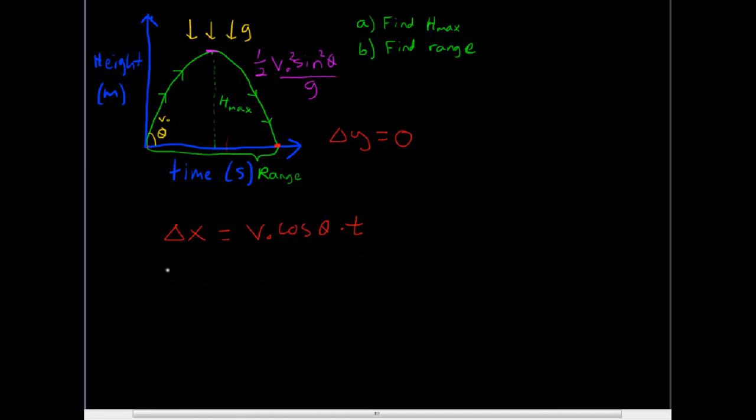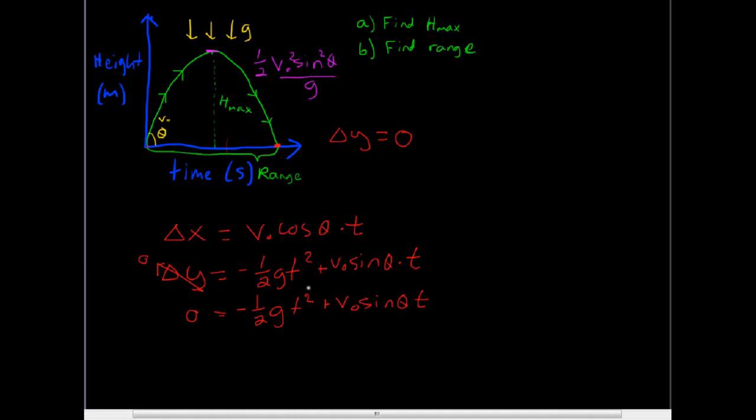because that's the furthest that the projectile is going to go. So we could say, we know that delta y is equal to negative 1/2 gt squared plus v naught sine theta times time. And so now that we know that we're solving for when delta y equals 0, we have 0 equals negative 1/2 gt squared plus v naught sine theta t.